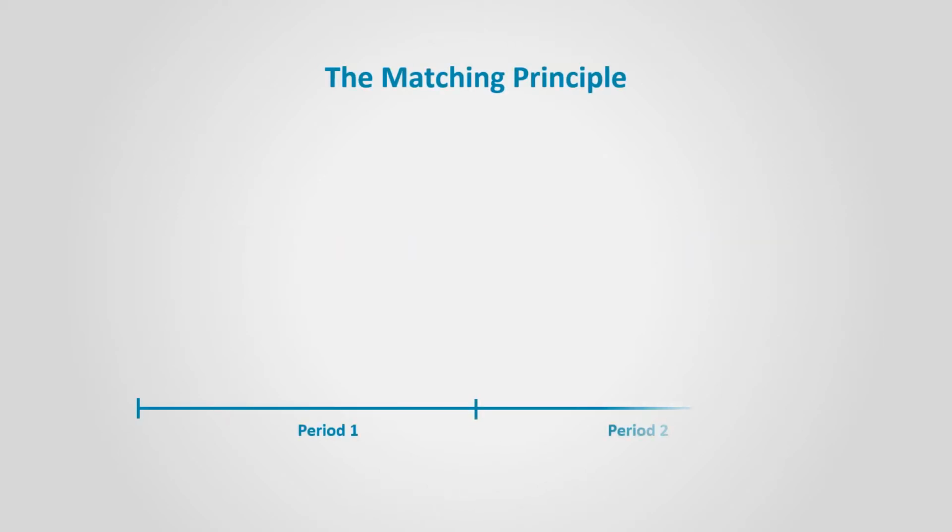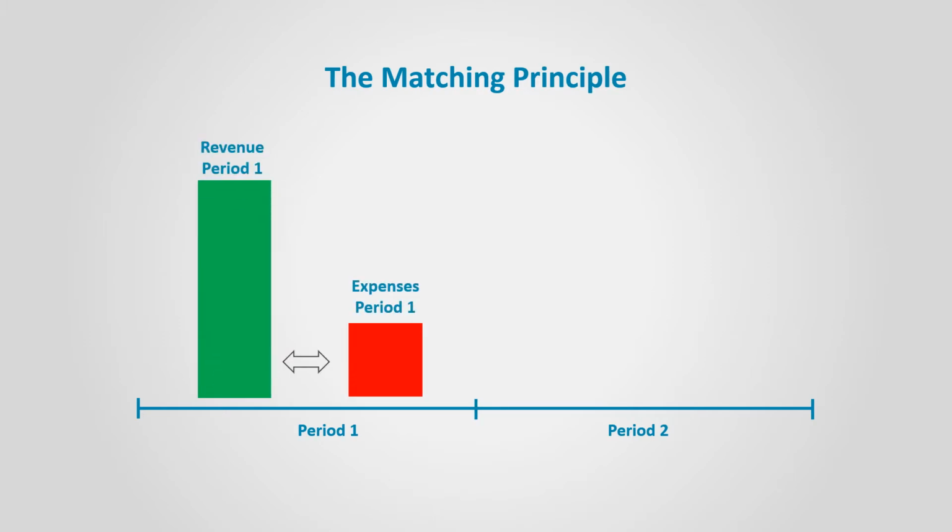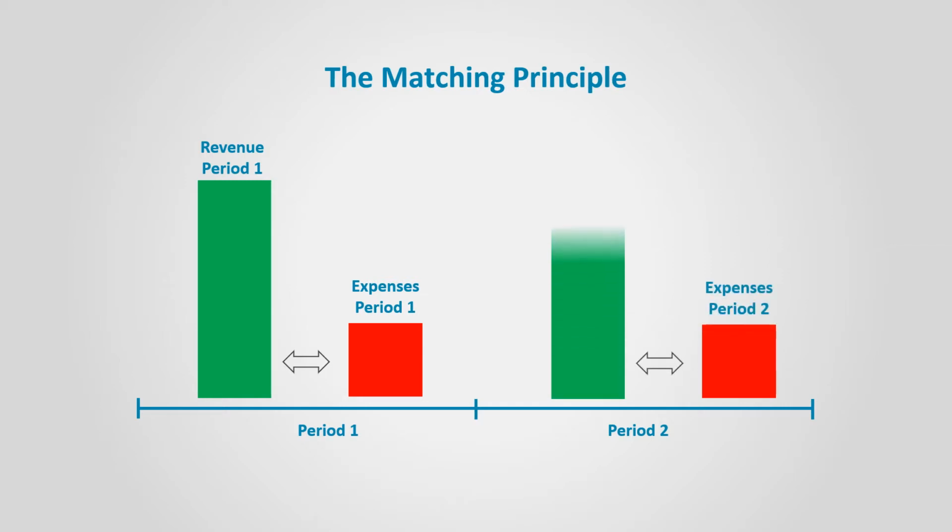At the end of each period, we need to make sure that the revenue of a period is matched with expenses for the same period and related to the revenue. That is what we call the matching principle. So revenues that are only related to period 1 must be matched with the expenses related to the same period, while revenues related to period 2 must be matched with expenses related to period 2.